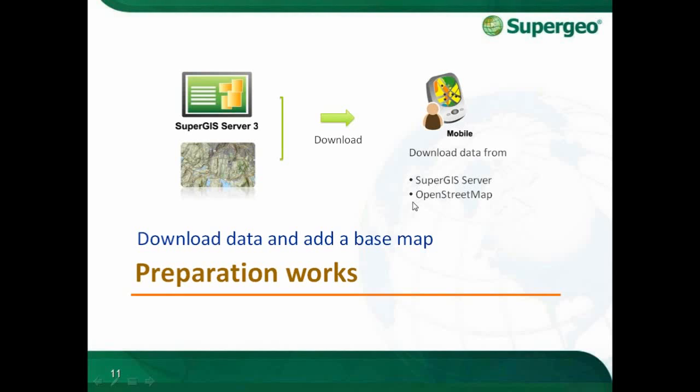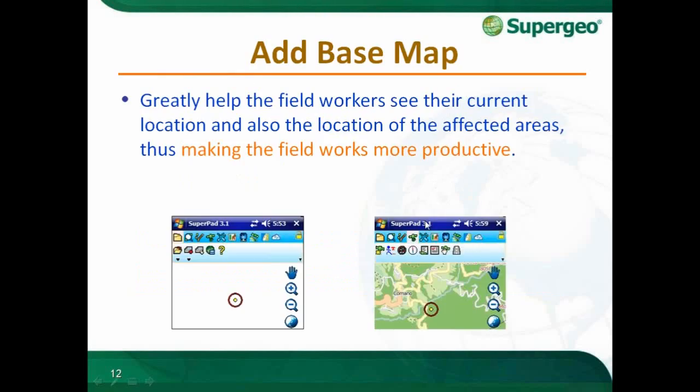And also we can add the OpenStreetMap to our devices as a base map. The reason why we have to add a base map is that the field workers can see their current location and also the location of their targets, so that they can make the field works more productive. So, for example, here is a map without any base map, and the symbol here shows the location of the field worker, and now you see we have no idea where the field worker is. So we have to add a base map to the SuperPad so that we can see the location of the field worker and also the targets, for example, the buildings or the damaged roads or the damaged polygons. And this is why we have to add the base map.